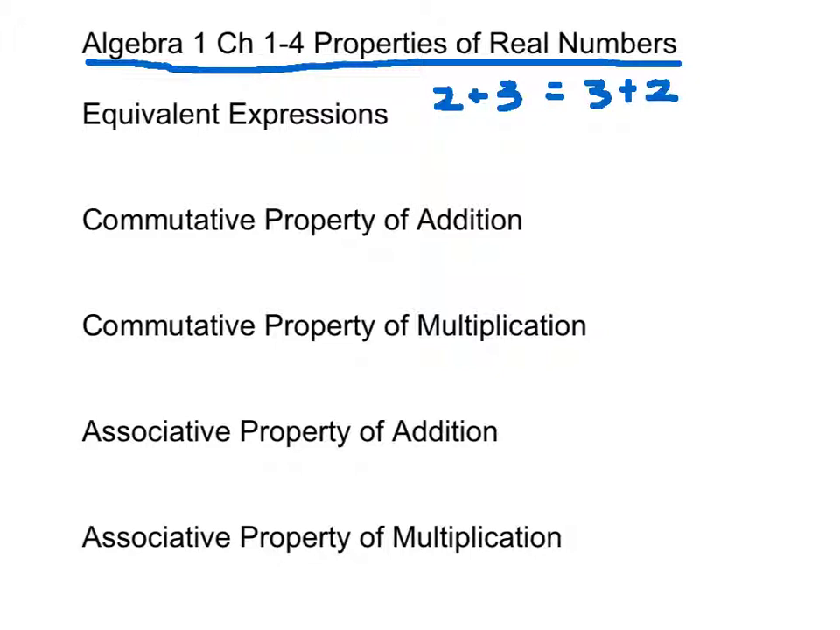It also works the same for something like a variable expression or an algebraic expression. You might start off with 4x plus 2, but you can also have it as 2 plus 4x, and they would be equal to each other.